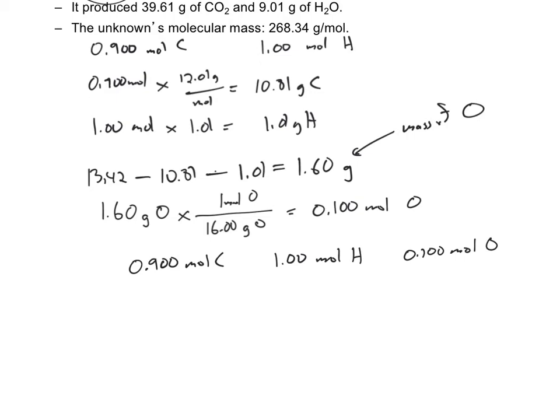So at this point, to get the empirical formula, I just want the ratio of the number of moles of each element. So I'll divide by whichever element I have the least moles of. So that'll be the hydrogen. I'm sorry, that'll be the oxygen. So divide each one by 0.1. And I get 9, 10, and 1. So my empirical formula is C9H10O. So one more part to the problem. We have the empirical formula, but now we want to find the molecular formula. And so I'll finish this off on the next slide.